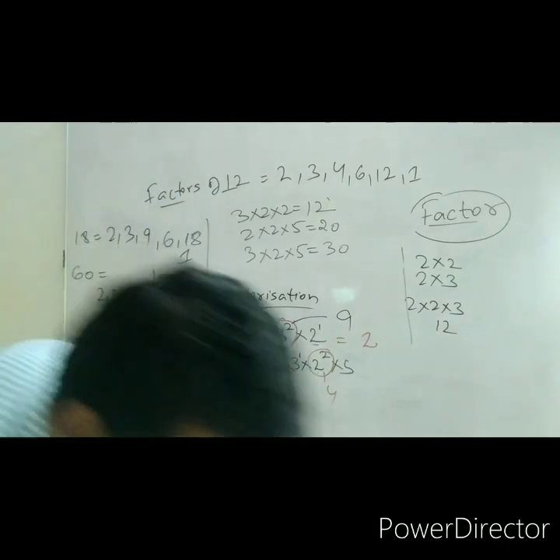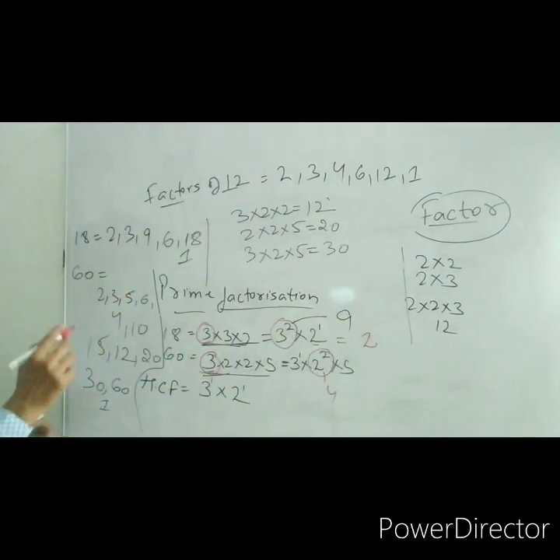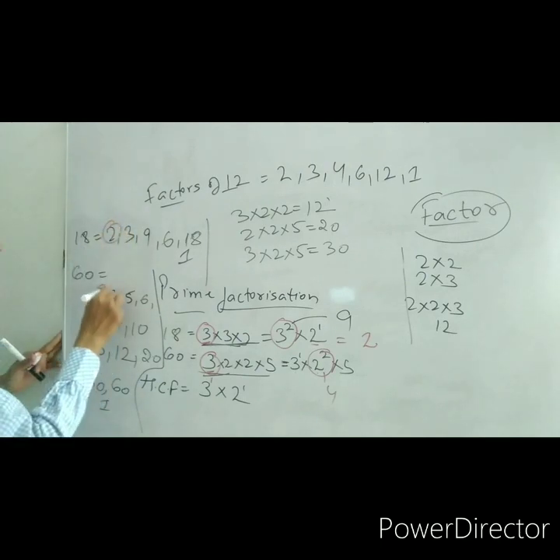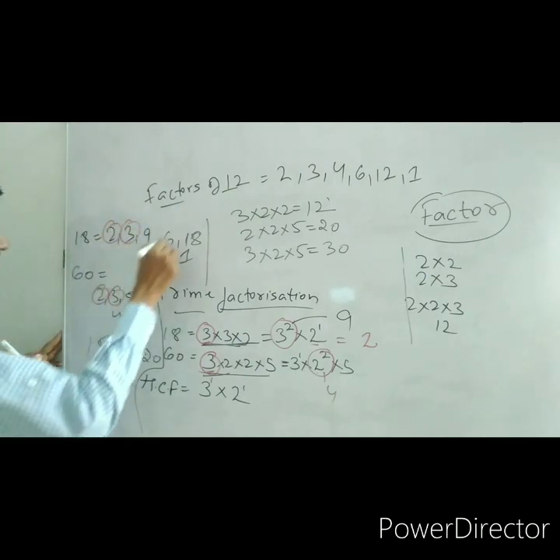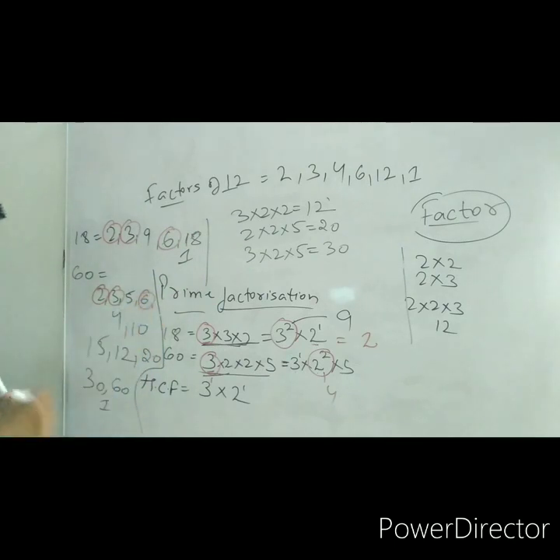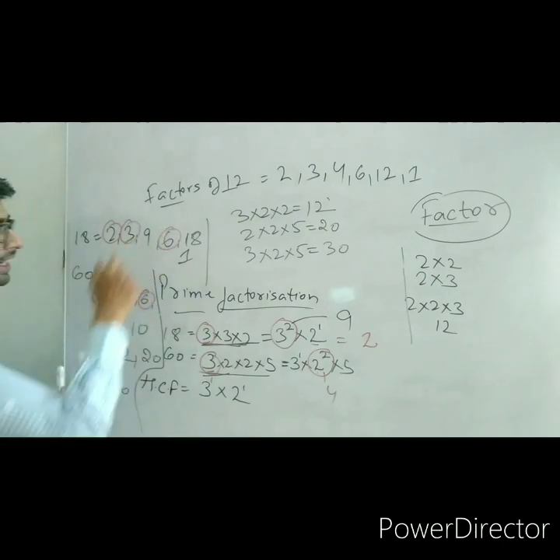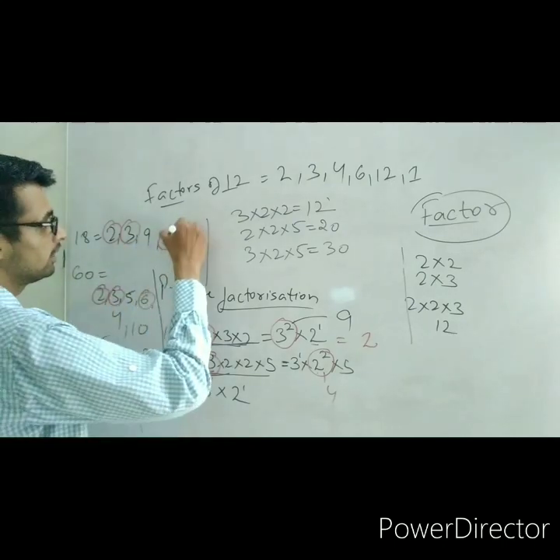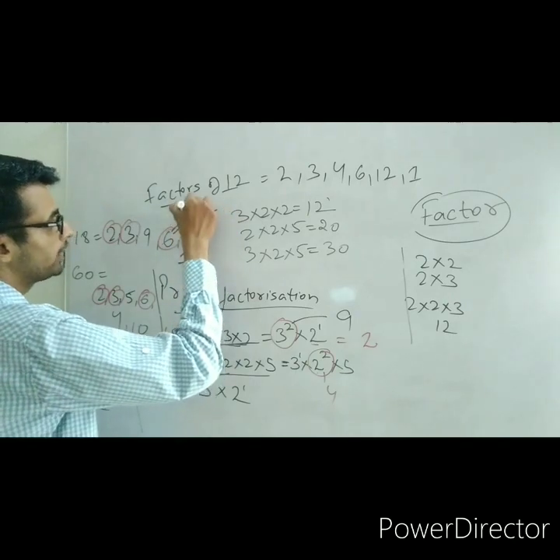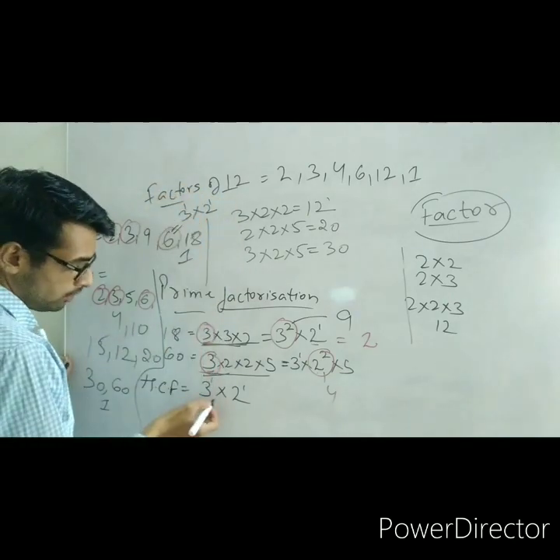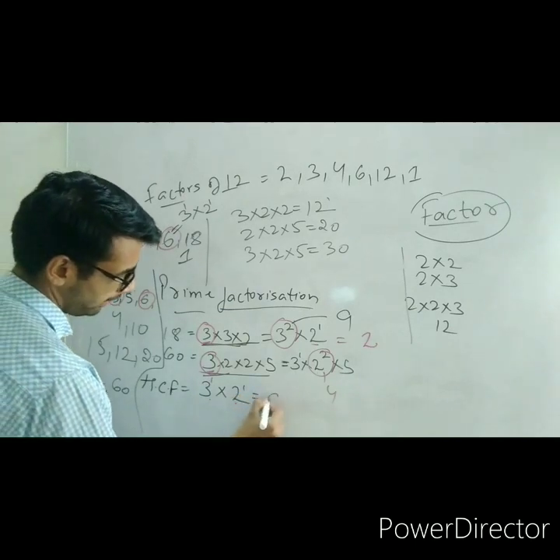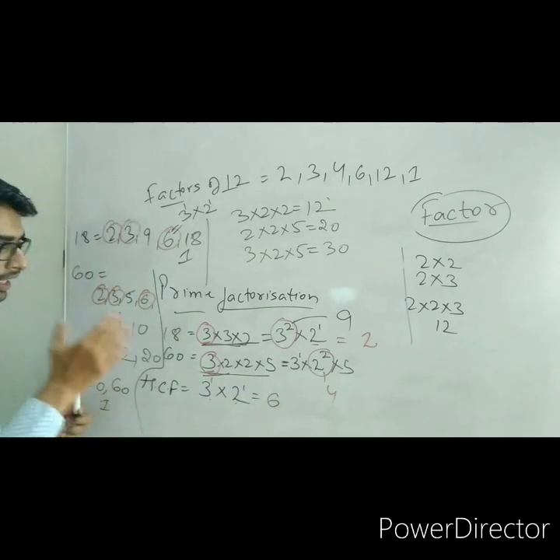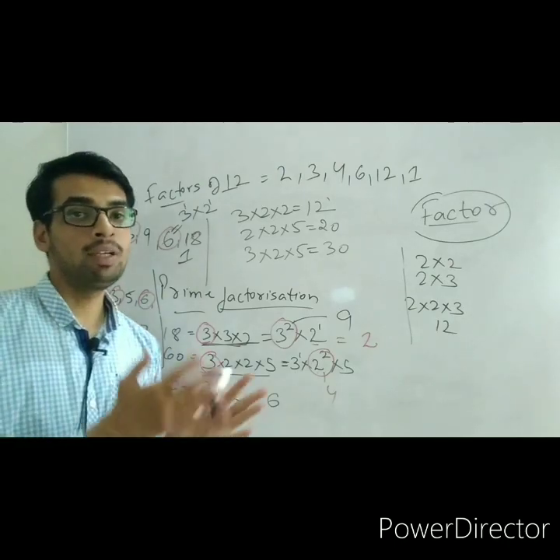Now the common factors. So 2 is common in both these numbers, 3 is common and 6 is common. Do you find any other common factor of 18 and 60? No. So 6. And how can we write 6? 3 multiply 2, 3 raised to power 1, 2 raised to power 1, which is 6. So 6 is the highest common factor of 18 and 60. So this is the logic behind HCF.